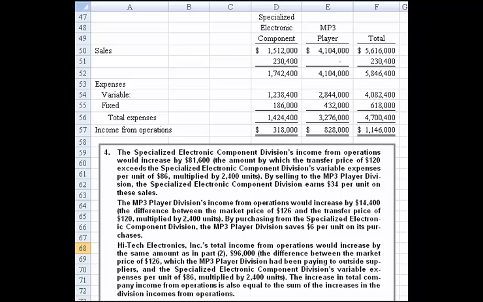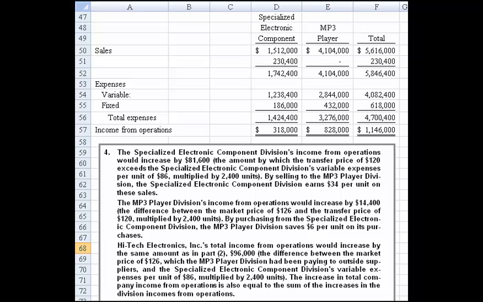It's the same approach. By selling to the MP3 player division, the Specialized Electronics Components winds up earning $34 per unit on the 2,400 units sold. Now, the MP3 player division's income also increases because it's getting a good deal as well. It increases by $14,400, which is the difference between the new market price of $126 that it would have had to pay versus the transfer price of $120 multiplied by 2,400 units. So by purchasing from the Specialized Electronics Component Division, it saves $6 per unit, and therefore its results improve as well.